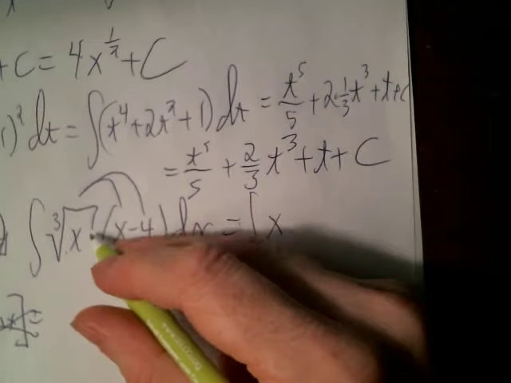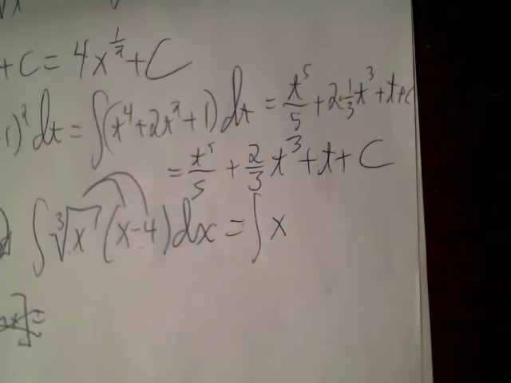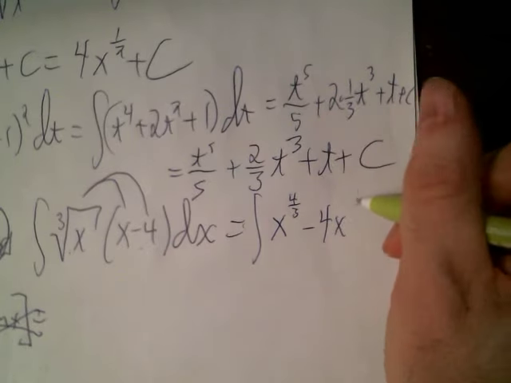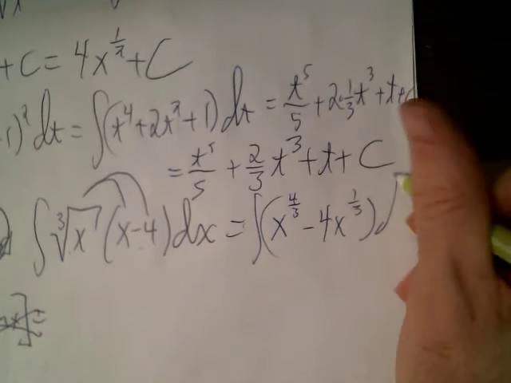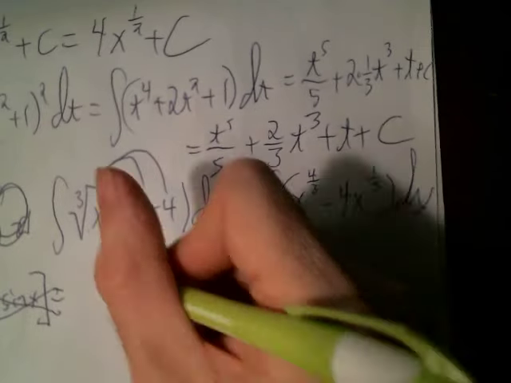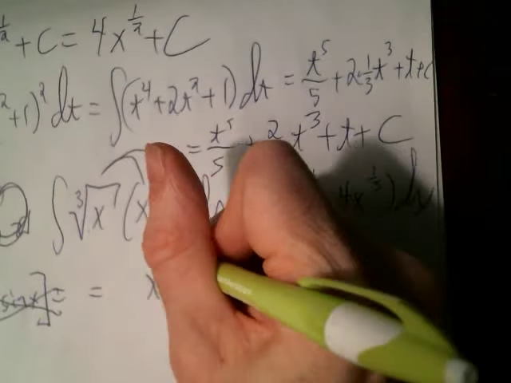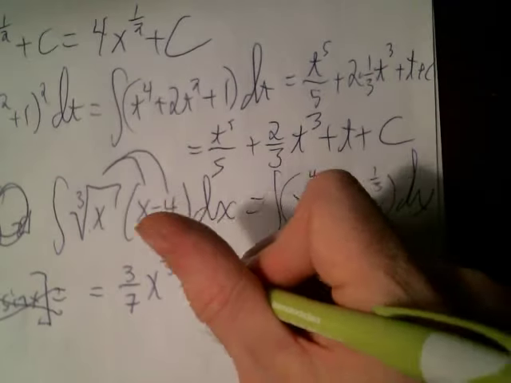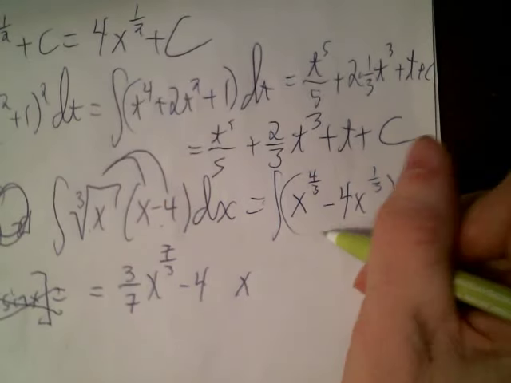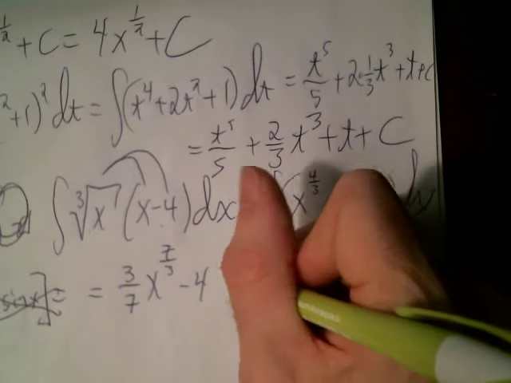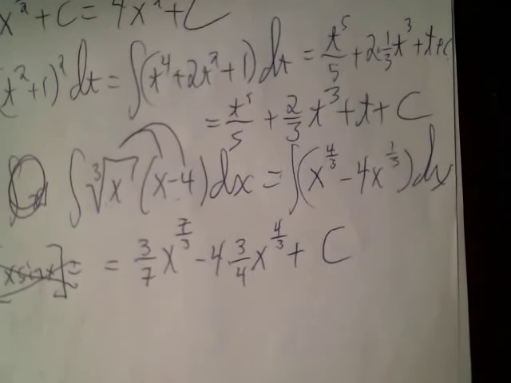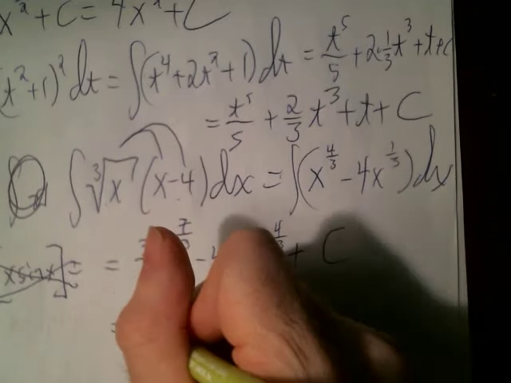So x to the 1 times x to the 1/3 is x to the 1 plus 1/3, which will be 4/3, minus 4x to the 1/3 dx. And then power rules. So x to the 7/3 times 3/7 minus 4 times x to the 4/3 times 3/4 plus c. And simplify.